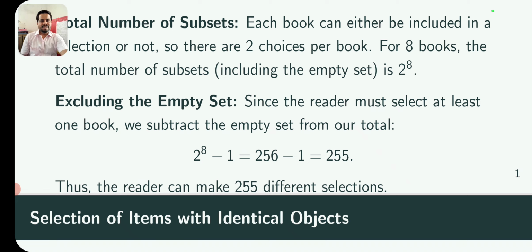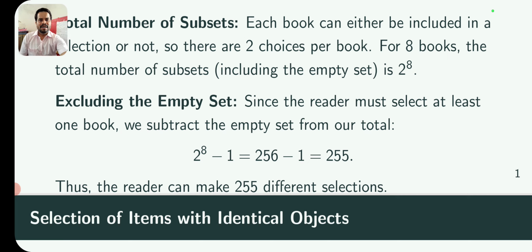Now the next concept is selection of items with identical objects. When selecting objects from a collection where some objects are identical, the number of ways to make a selection is determined by considering each type of object separately. For example, if there are P identical objects of one type, Q identical objects of second type, and R identical objects of third type, the total number of non-empty selections is given by (P plus 1)(Q plus 1)(R plus 1), the product of these 3 brackets, minus 1. So this is the result to select items with identical objects.